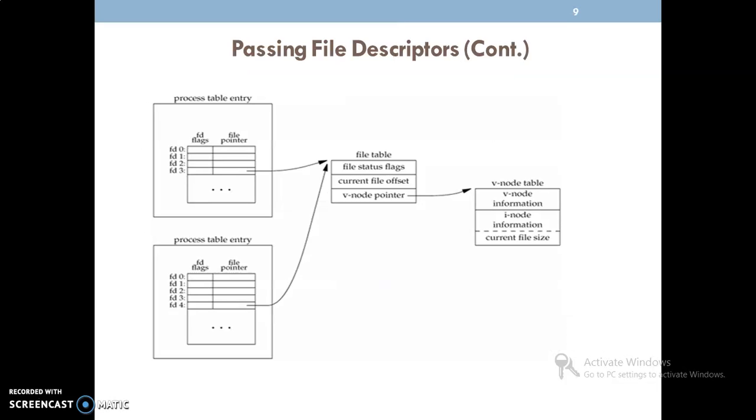This is what I already discussed about the diagrammatic representation of passing file descriptors. We can go through that. The process table shows how many files are opened by a particular process. The file table shows the status flags, offset values and the vnode pointer. A vnode is a virtual node that holds all the attributes of that particular file, and using that we can perform different operations.